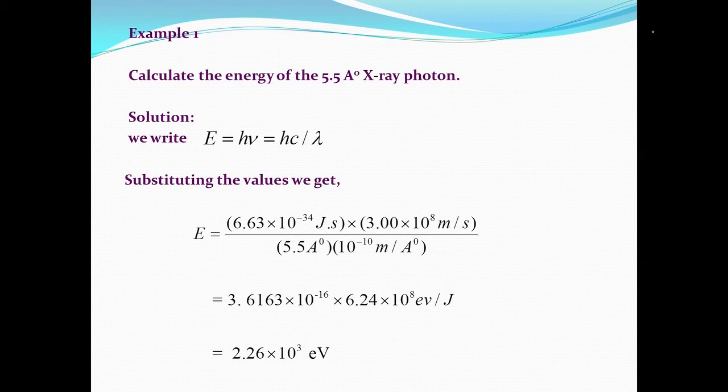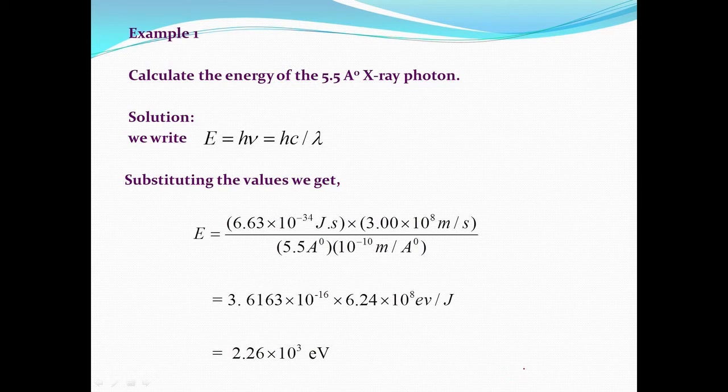We use the equation E = hν = hc/λ. All I have to do is substitute the values of h, that is 6.63 × 10^-34 joule seconds, multiplied by the speed of light c, which is 3.00 × 10^8 meters per second, and then divide by the wavelength, that is 5.5 angstroms. Normally we convert it into meters.